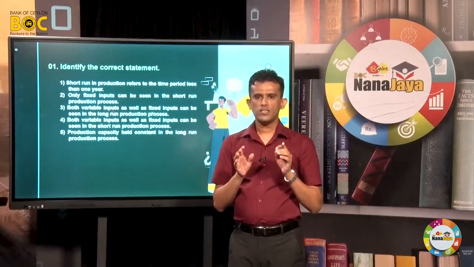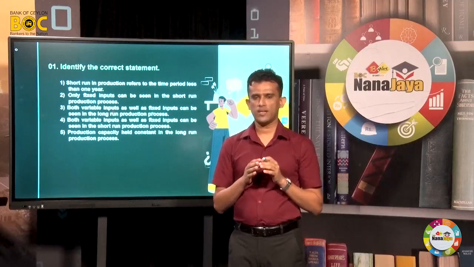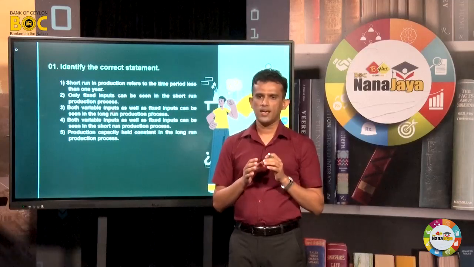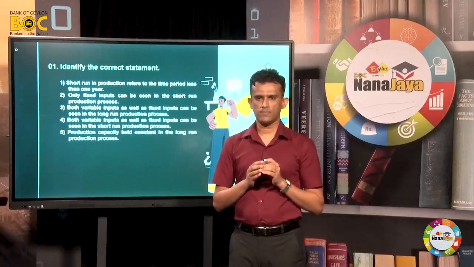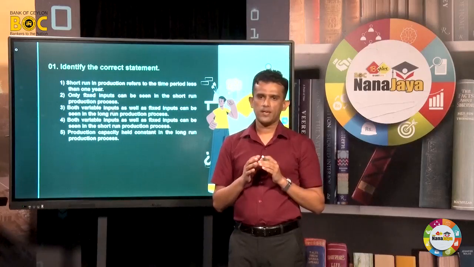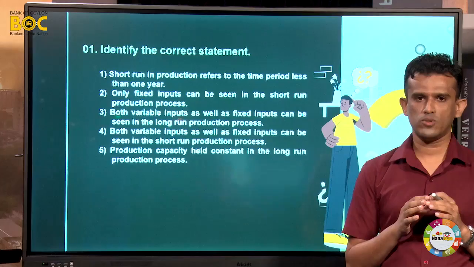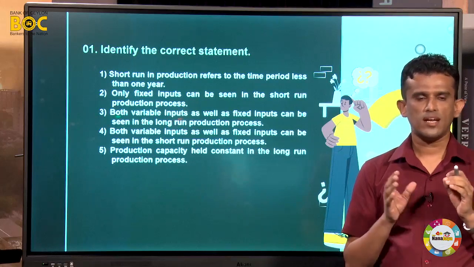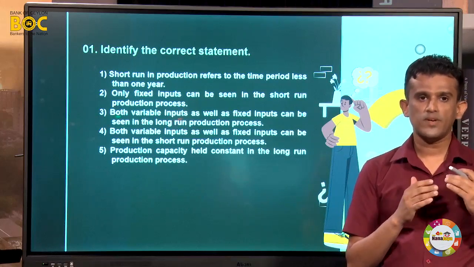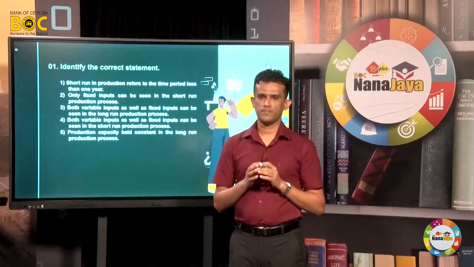So, based on the types of inputs which can be observed within the production process being considered only, we are categorizing the production process into two categories: the short run production process and the long run production process. But you must be aware that it is not categorized based on a calendar period of time.